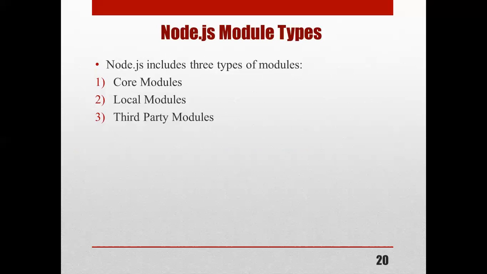Then there are three types of modules in Node.js. The first one is core modules, then local modules, and third party modules. These are the three types of modules in Node.js.